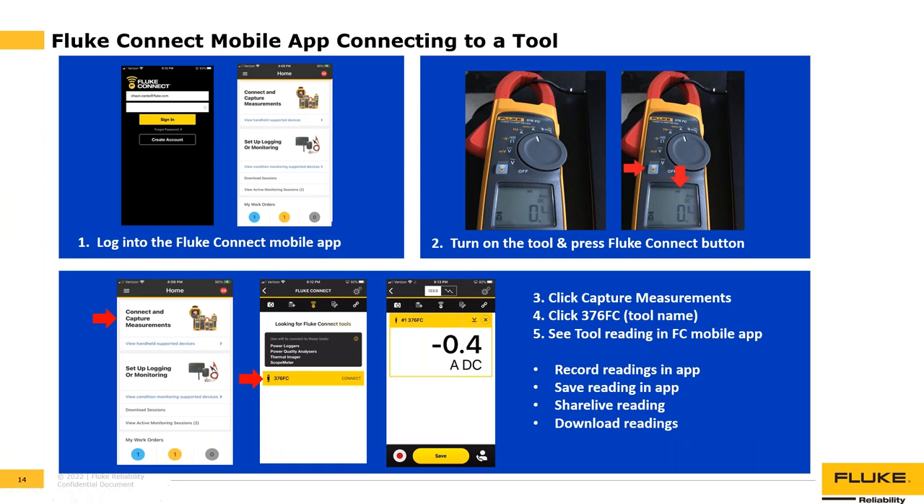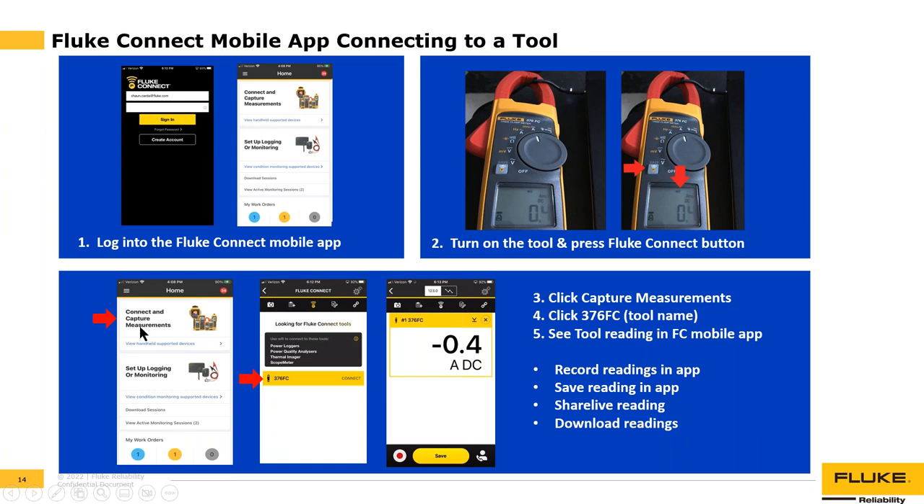So that verifies that you have in fact pressed the Fluke Connect button on the tool, and it's activated the Bluetooth signal, so it's now broadcasting. The Fluke Connect button will also flash a blue light intermittently to show that it's sending out the signal or the data.